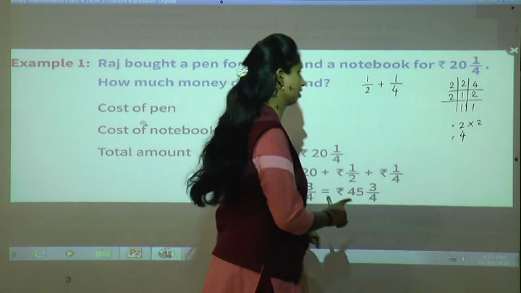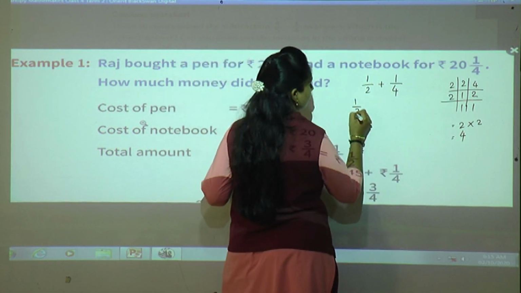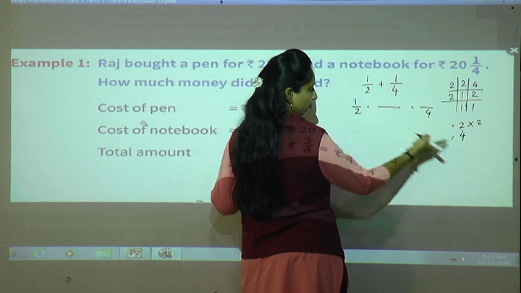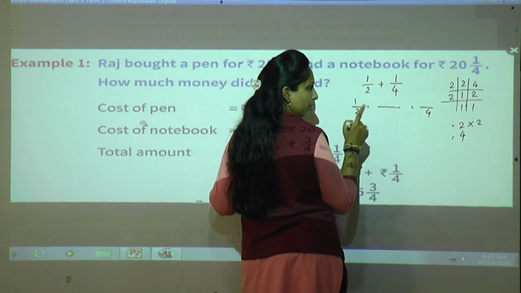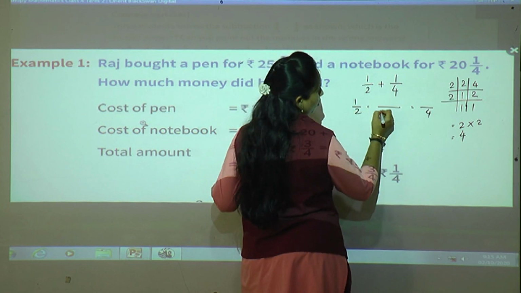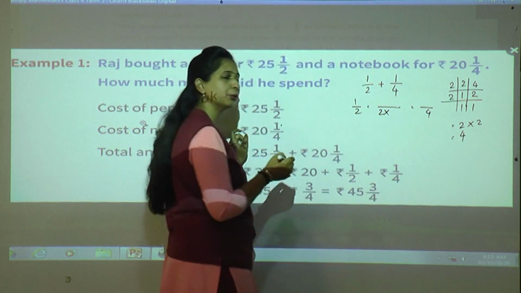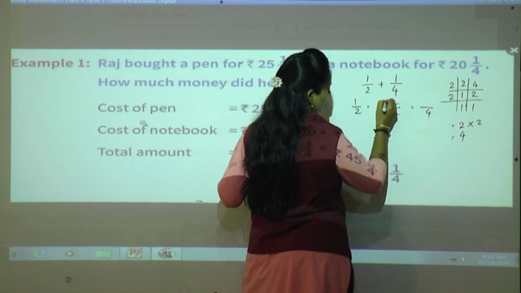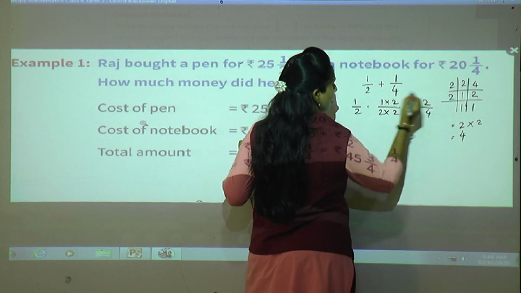Now first, 1 upon 2 is equals to, the denominator should come 4 because the LCM of 2 and 4 is 4. So what we have to multiply with 2? So we will get 4. 2 2s are 4. So here also 2. So 1 has it is 2 1s are 2.